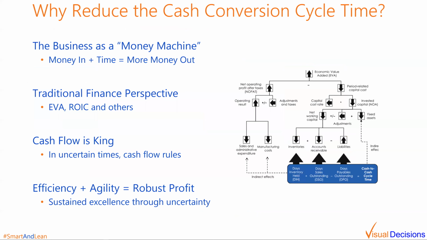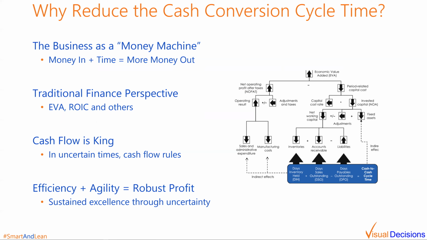All right. The next question that we probably have to ask is, why reduce that cash conversion cycle time? And if we think about the business as a money machine, essentially what we're doing is we're putting money in, we wait some amount of time and do stuff, and then we get more money out. And there's really two key things there. One is, how long does it take to get the money out? And that's our cash conversion cycle.